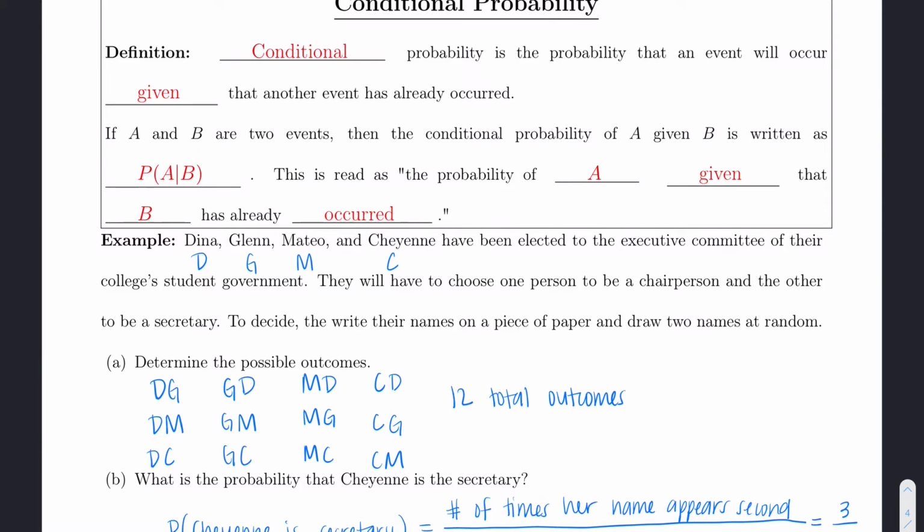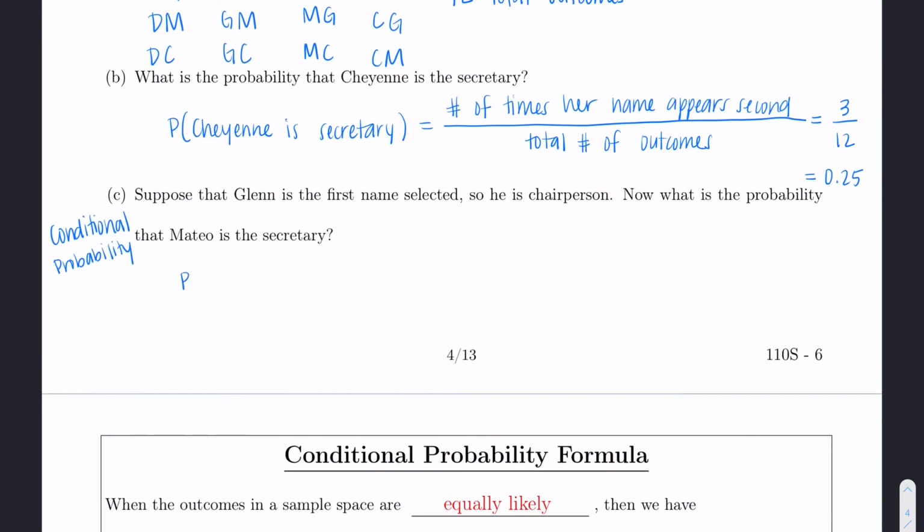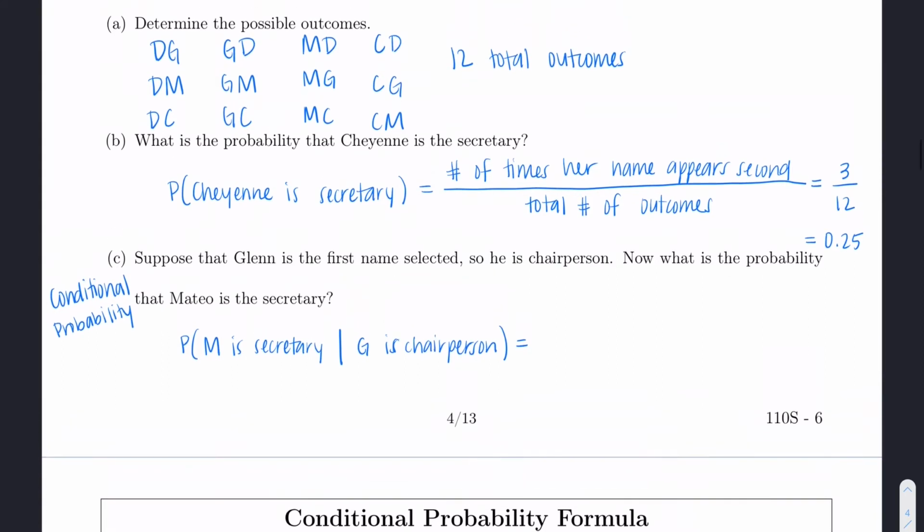Let's write that out in probability notation. The probability that Mateo is secretary given that Glenn is chairperson. To think about this, I'm going to say, how many times is Glenn the chairperson? Because this is all based on the condition that Glenn is the chairperson. So I'm just going to look at these 3 outcomes.